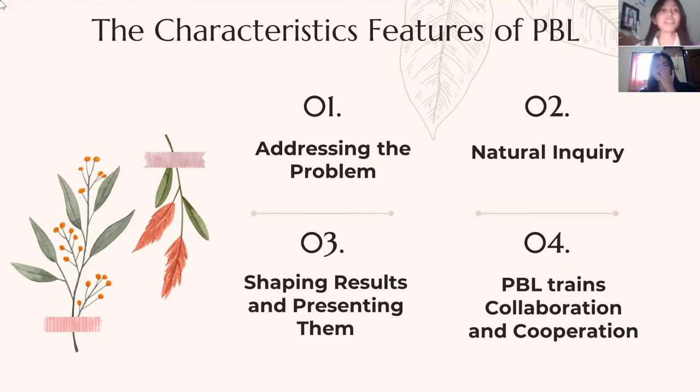Number 3, shaping results and presenting them. PBL learning requires students to be able to create real results. The result can be in the form of writing, video, multimedia, images, and reports. And the last one, number 4, PBL trains collaboration and cooperation. Learning based on this problem has a characteristic in the form of cooperation between students. This can be formed by creating multiple groups with few members or small groups with many members. Next.